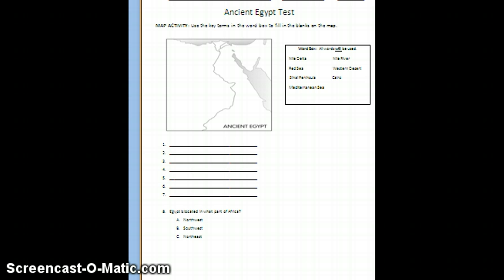First Intermediate Period, 2181 to 2040 BC. Middle Kingdom, 2133 to 1786 BC. 1900, Pharaoh's power reaches its height. Second Intermediate Period, 1786 to 1567 BC. Around 1600, Hyksos invade Nile Delta region and introduce horse-drawn chariots.